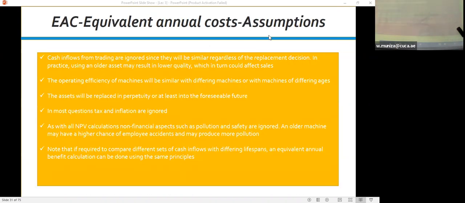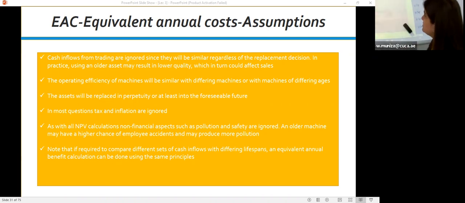Yes, you can consider that. Okay, now what are the assumptions which you are going to take in the case of EAC or EAB? Cash inflows from trading are ignored, since they will be similar regardless of the replacement decision. In practice, using an older asset may result in lower quality, which in turn could affect sales. When you are given questions for EAC, normally the trading income will not be there.